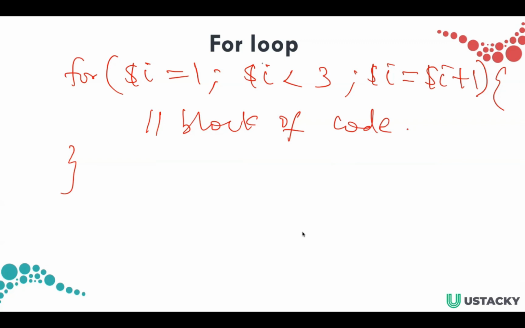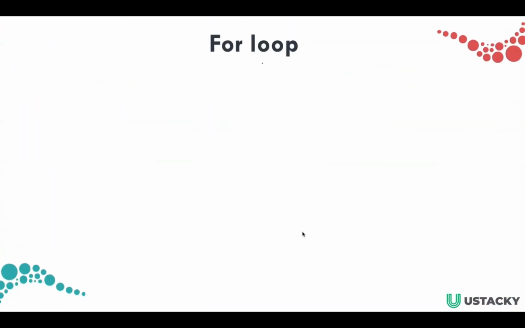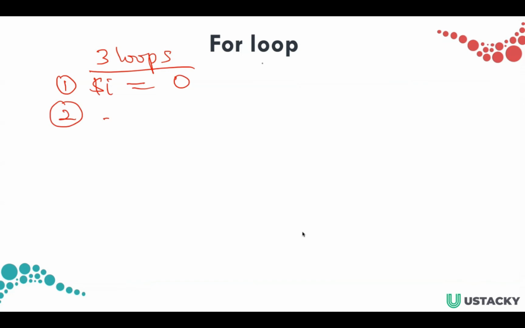So let us take another example. Assuming you want 3 loops. So let's assume a starting point, $I, to be 0. This is difficult to determine. And our increment, let's assume an increment of 2. So we have $I equals $I plus 2.